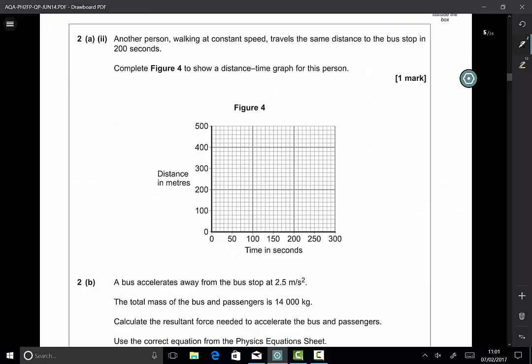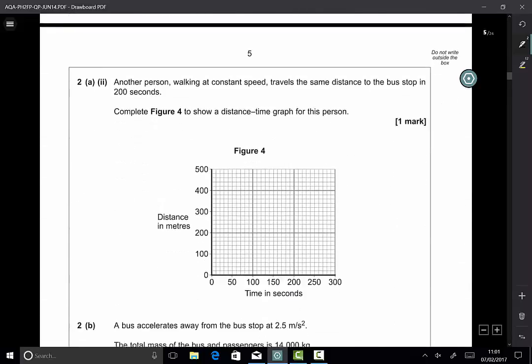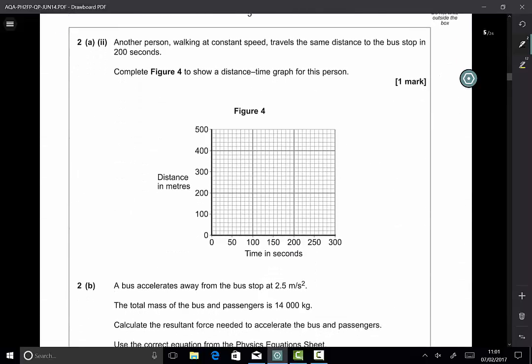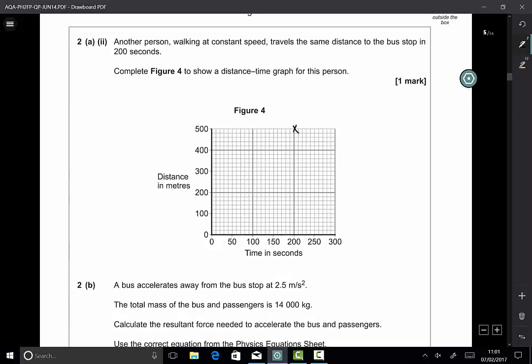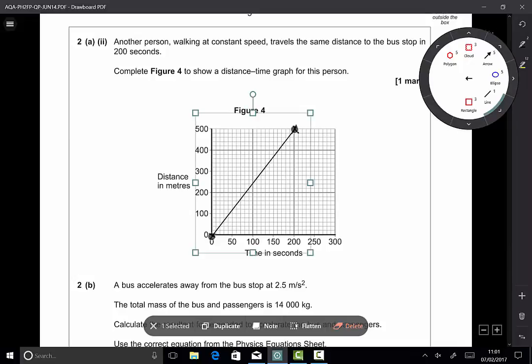Another person walking at constant speed travels the same distance to the bus stop in 200 seconds. Complete figure 4 to show a distance time graph for this person. Okay, so the total distance to the bus stop was 500 meters, and they're doing it in 200 seconds. So we want to have a point there. They're going to start from 0, 0. And if I just get my line tool up, we draw a straight line. You guys would use your rulers for this, between those 2 points.